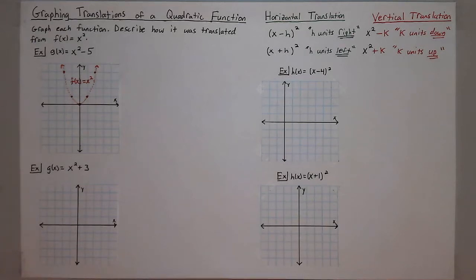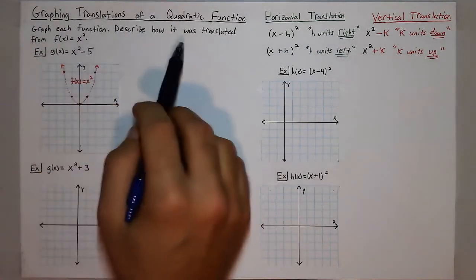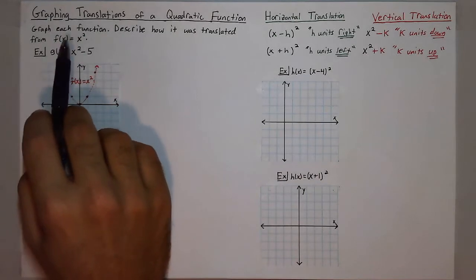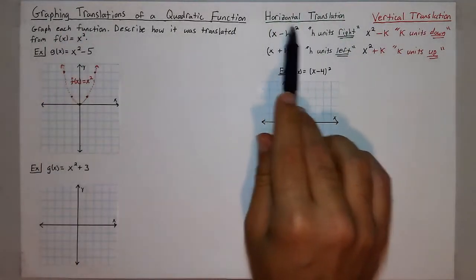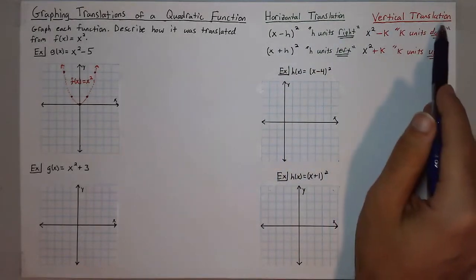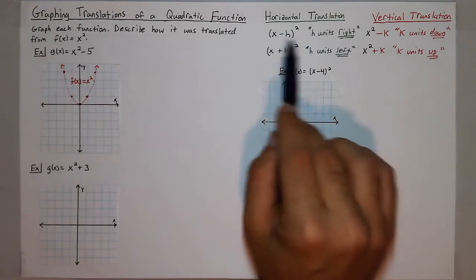In this video, we are going to learn how to graph translations of a quadratic function. We're going to graph each of these functions and describe how it was translated from f of x is equal to x squared. Now, as a reminder, I put what the horizontal translation and vertical translations look like when you look at one of these functions.